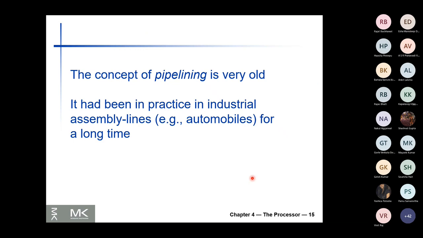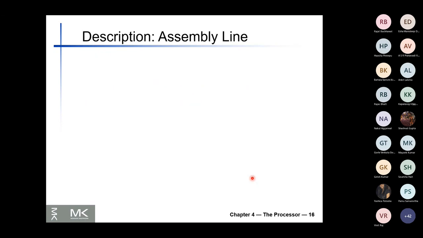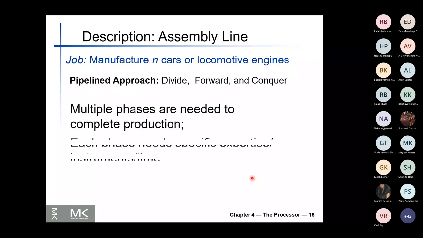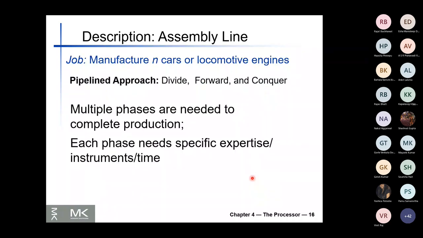As you can see, this concept of pipelining is very old. It has been used in industrial pipelining in assembly lines for a long time. In computer architecture, this idea is borrowed and very successfully deployed. So the idea is you divide into multiple phases, and you divide and conquer. Of course, you need multiple phases to complete the production.